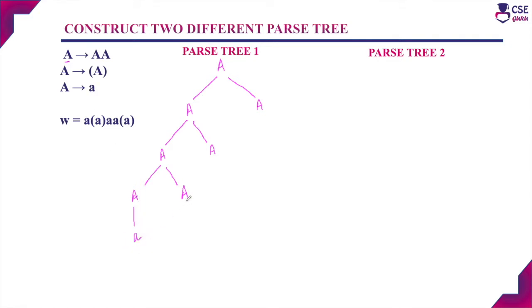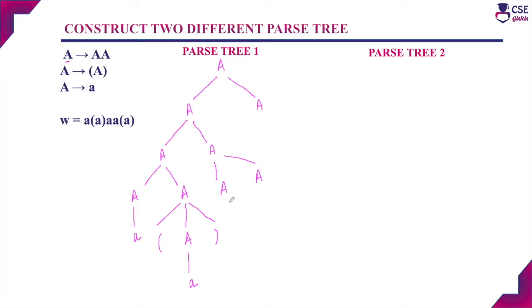And for this non-terminal A, we will apply the second rule, A derives open bracket A close bracket. Next, for this non-terminal A, we will apply the production rule A derives A. Now we have derived the first four inputs, A open bracket A close bracket. Next we have to derive two A's. So for this non-terminal, we will apply the production rule A derives AA.